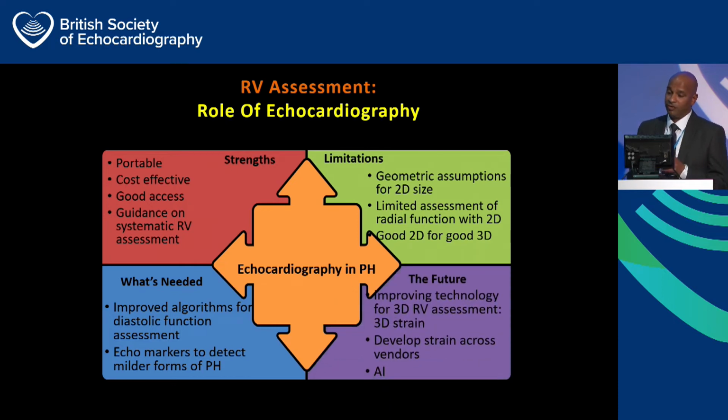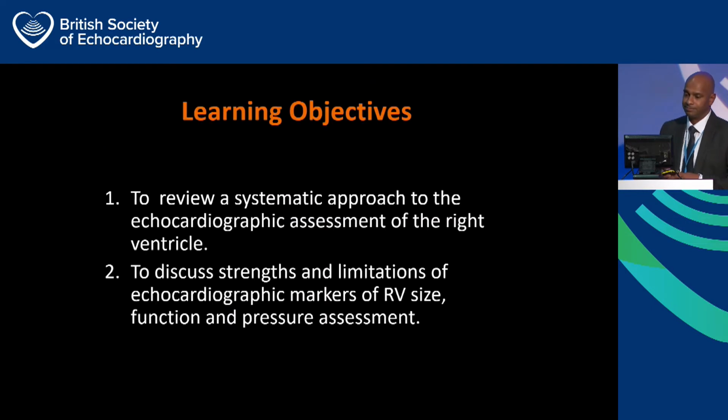The future, there is improving technology, and I think that we'll see 3D, real-time 3D right ventricular assessment becoming increasingly available throughout our departments, and also potentially the use of 3D strain. There's some nice papers coming out from a group in Chicago about this. We need to improve intervendor variability with regards to strain assessment, and AI, I think, will have an important part to play in some disease processes with respect to right ventricular assessment.